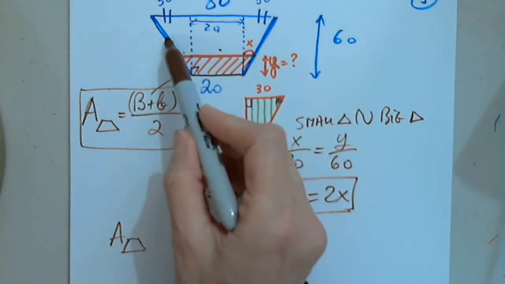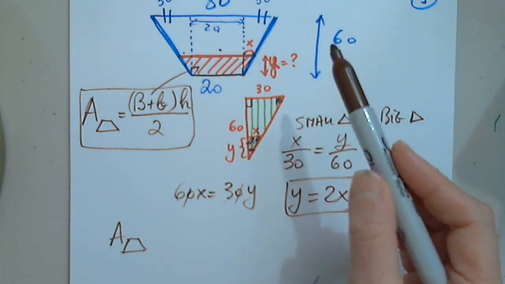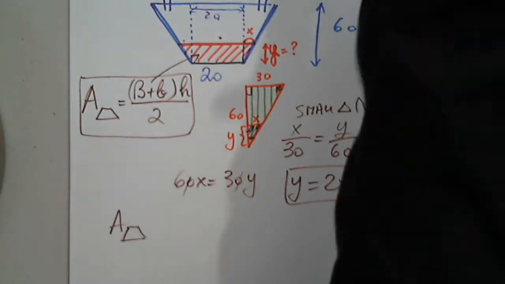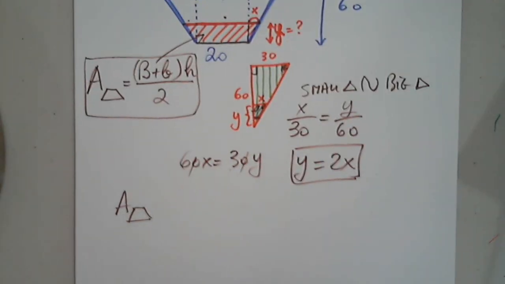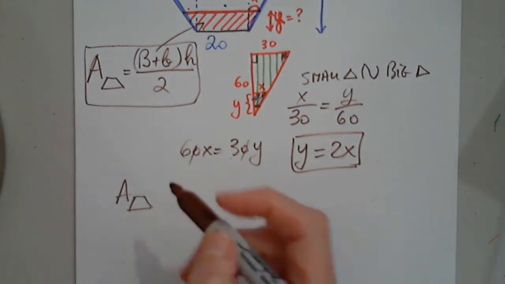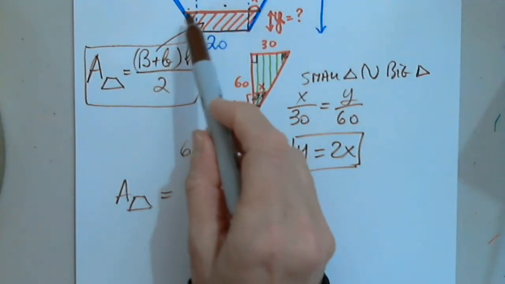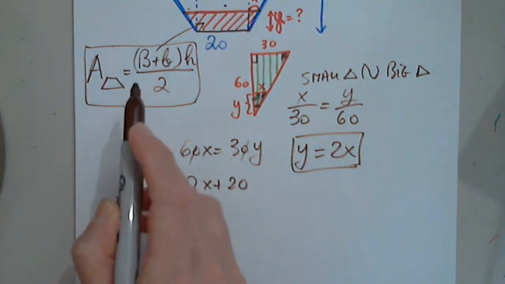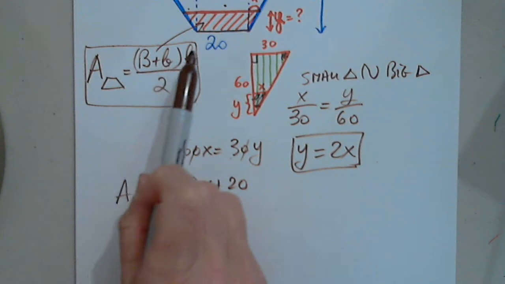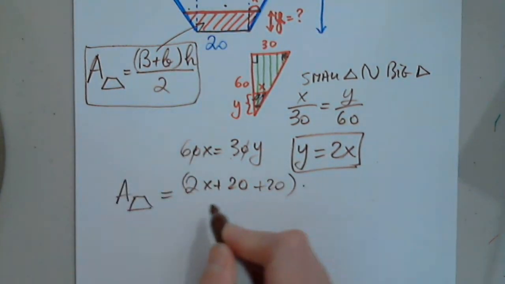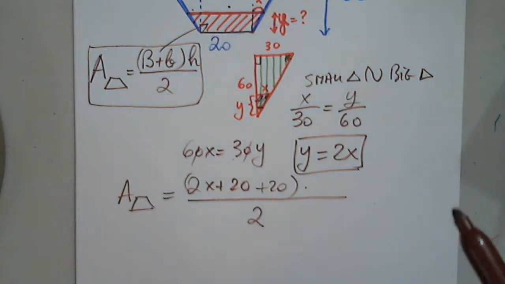If you don't like it here, you can put it here. It doesn't matter. We still don't know where it is. So we have to look at a particular instant that is somewhere. We cannot put anything fixed in there. So the big base, x plus 20, so 2x plus 20, that was the big base. Now the small base, plus 20, and times the height in a moment, divided by 2.